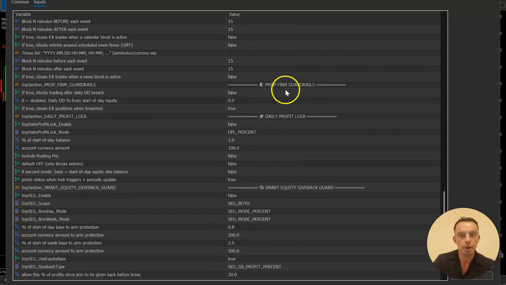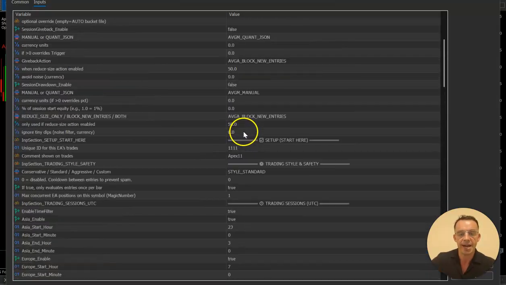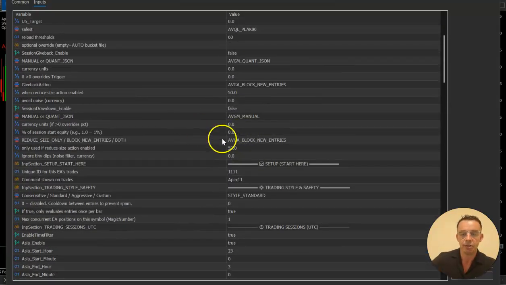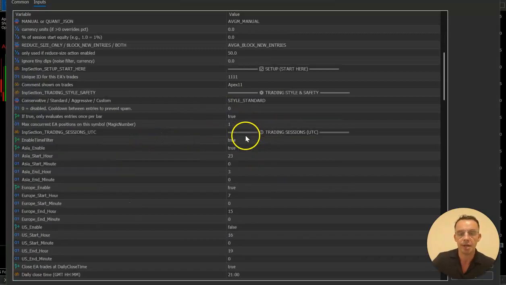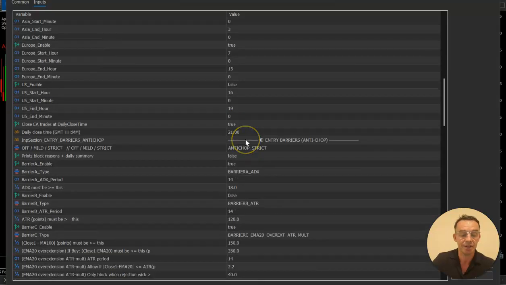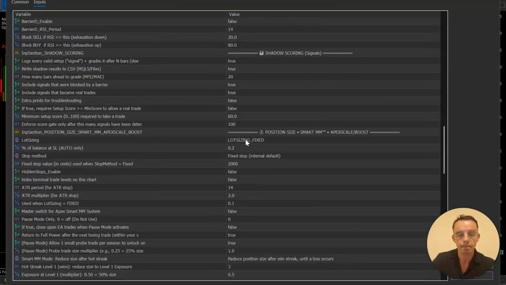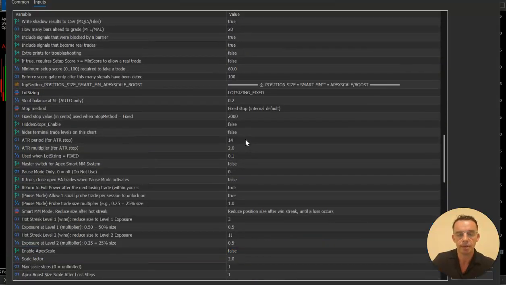Next is prop firm guardrails. So if you're using a prop firm that has daily drawdown limits, this is for you. But again, with the smart AI drawdown thresholds, over time that will be automated and you won't need to be worrying about the drawdown. So that's smart money management.